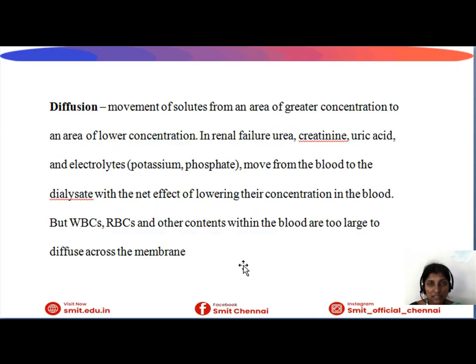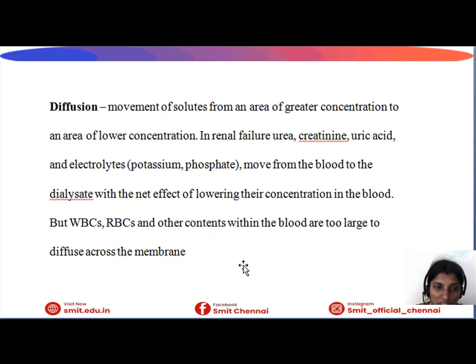Diffusion takes place when there is movement of solutes from an area of greater concentration to the lower concentration. It is used in the case of renal failure. It will segregate urea, creatinine, uric acid, and electrolytes, which move from the blood to the dialyzate with the net effect of lowering concentration in the blood. But WBC and RBC and other contents within the blood are too large to diffuse across the membrane. For that, we will go for another filtering method.